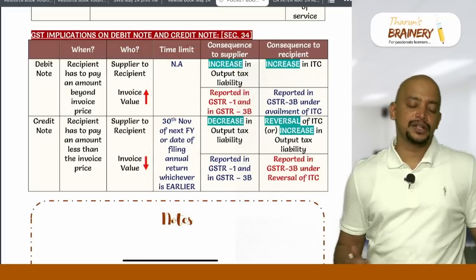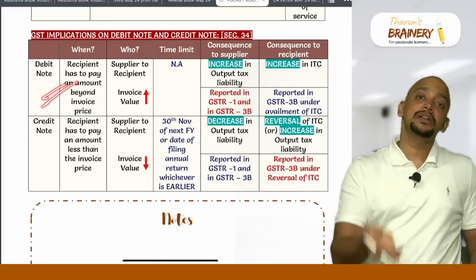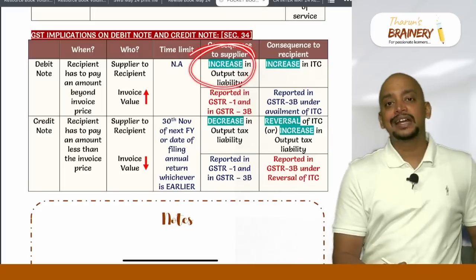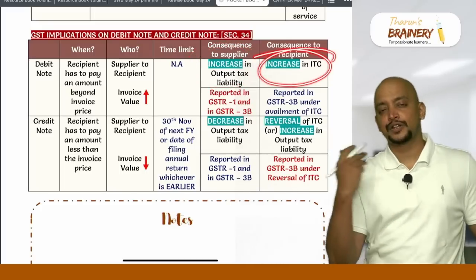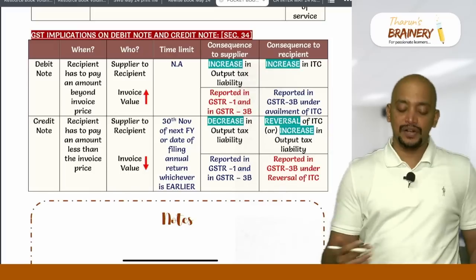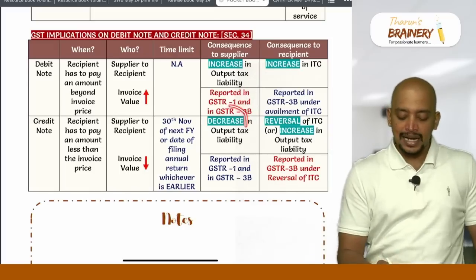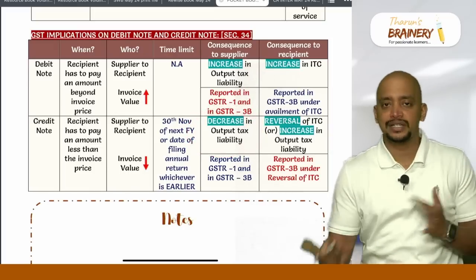And what is the consequence of this? Because of the debit note, the liability of the supplier will be increased, and even the recipient can take the ITC with respect to that. But because of the credit note, what will happen? The liability of the supplier gets reduced and the recipient has to reverse the ITC.